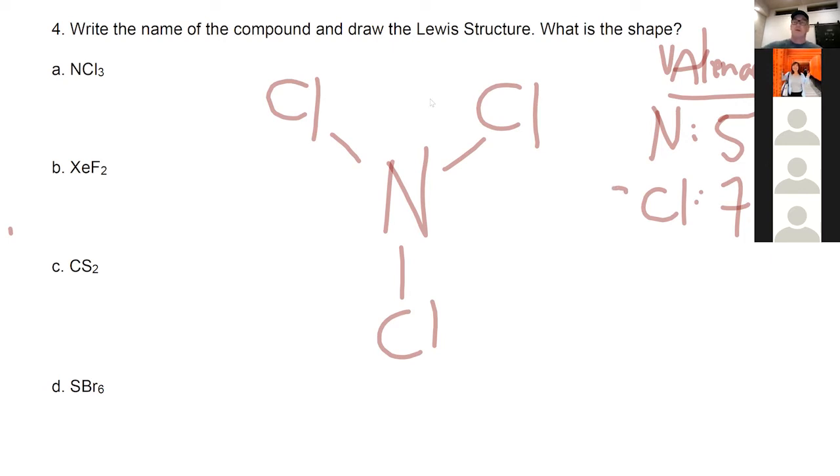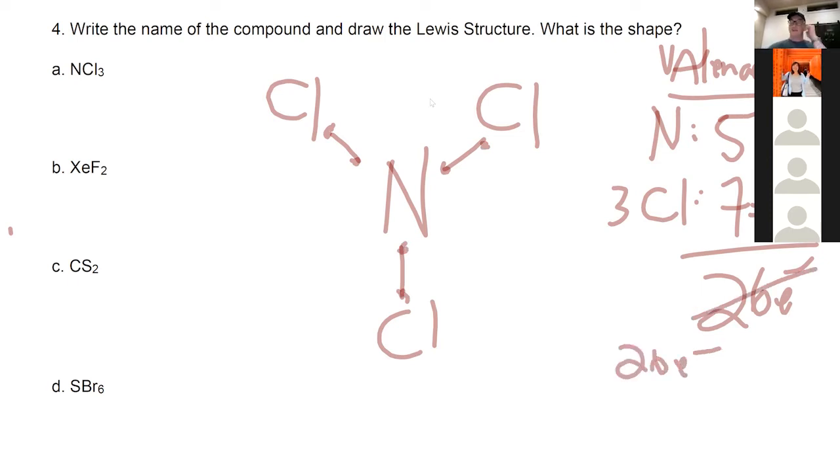So we got 3 chlorines, that means 21. So we got 26 total electrons. So how many electrons do we have left to put around this structure? 20. 20, right, because we've used 2, 4, 6, so I got 20 left.